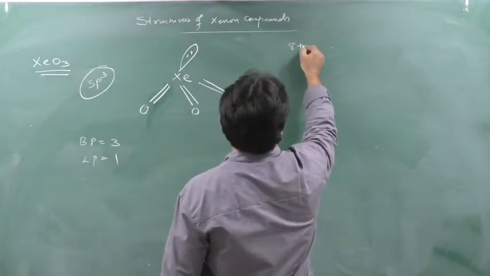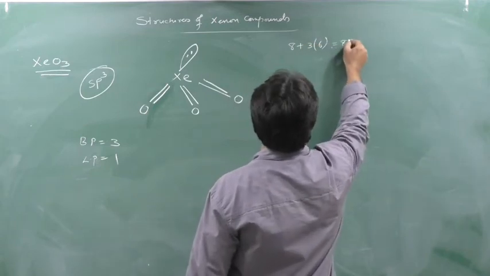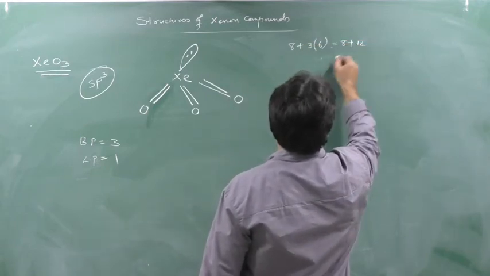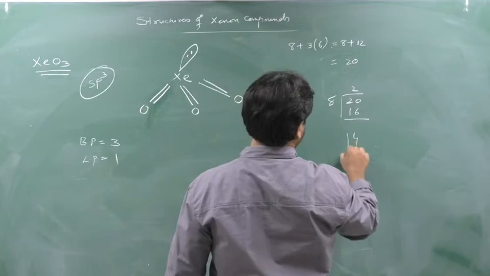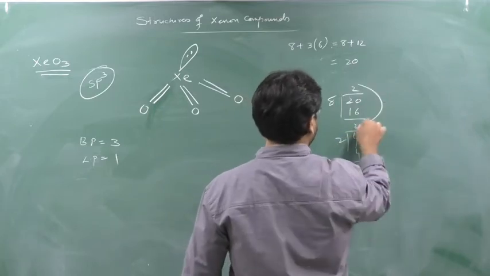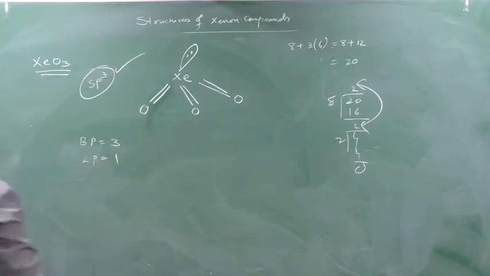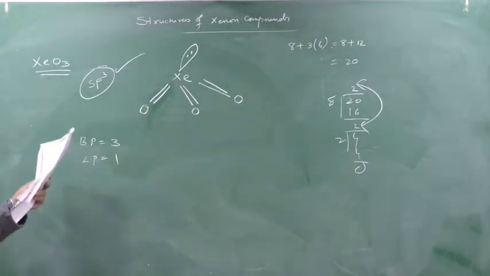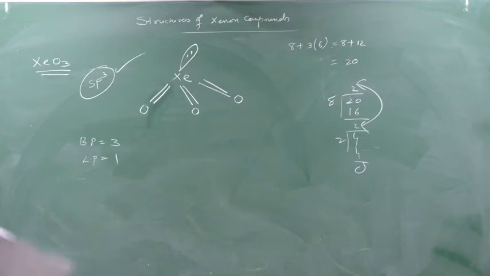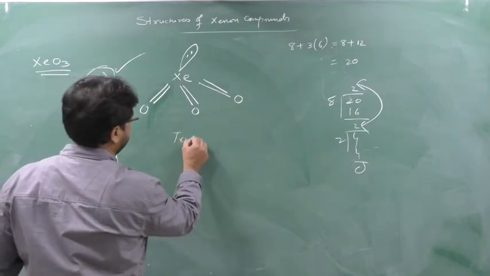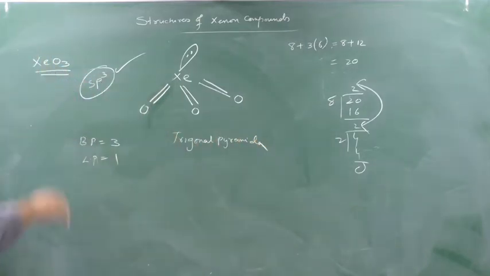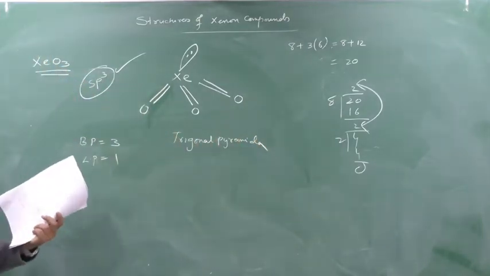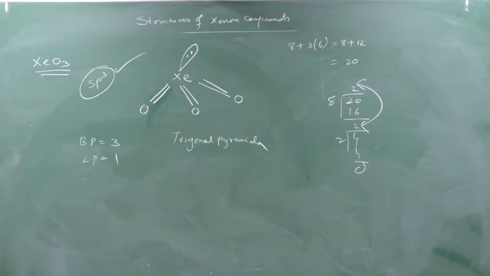8 and 3 sixes, so 8 plus 12, so 20. 20 means 8 twos are 16, means 4 here. 2 twos are 4, 0. So 2 plus 2, 4, and 4 means sp3 hybridization. If sp3 hybridization, the shape should be tetrahedral. But as the bond pairs are 3 and lone pair is 1, it is trigonal pyramidal. Directly remember the shape. Need not go into detail on how many bond pairs and lone pairs. For oxygen, remember directly from the shape itself. So this is your XeO3.